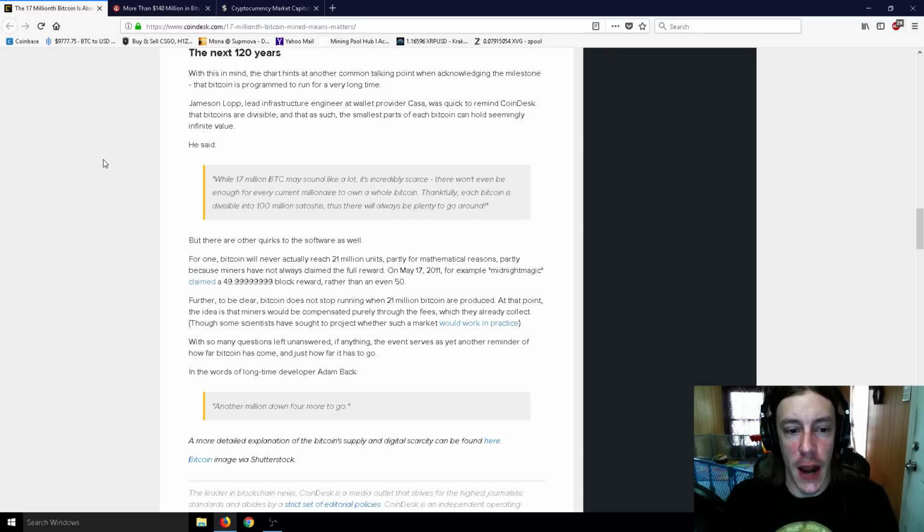For one, Bitcoin will never actually reach 21 million units, partly for mathematical reasons, partly because miners have not always claimed the full reward. On May 17th, 2011, for example, Midnight Magic claimed a 49.99999 block reward rather than an even 50. Further, to be clear, Bitcoin does not stop running when 21 million Bitcoin are produced. At that point, the idea is that miners would be compensated purely through the fees, which they already collect, though some scientists have sought to project whether such a market would work in practice.